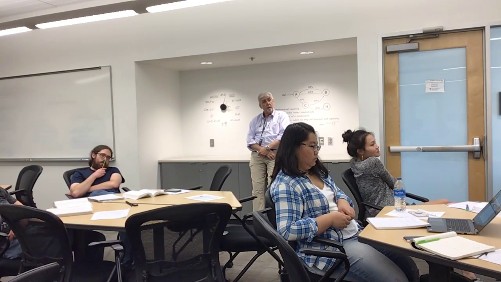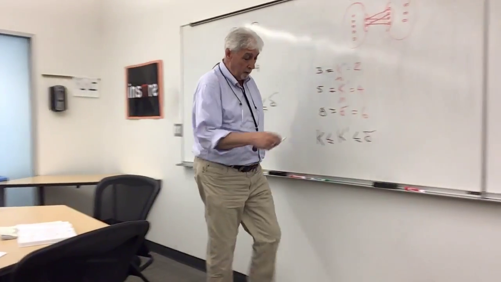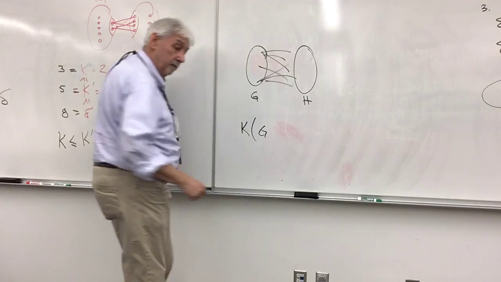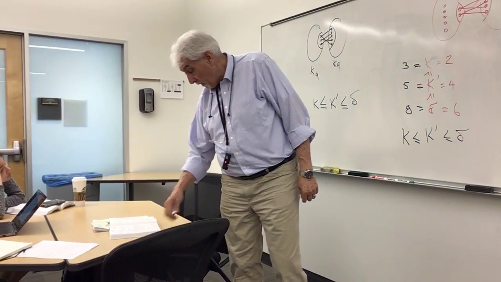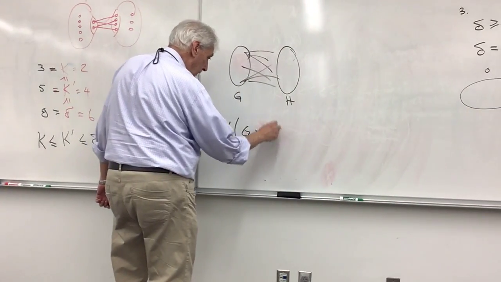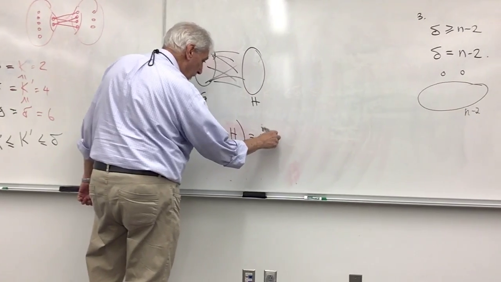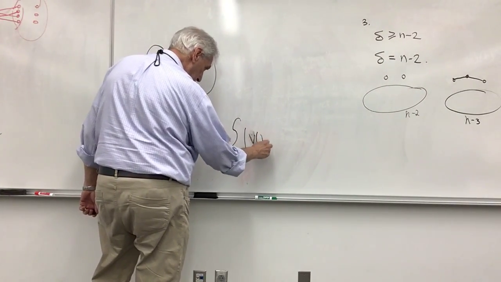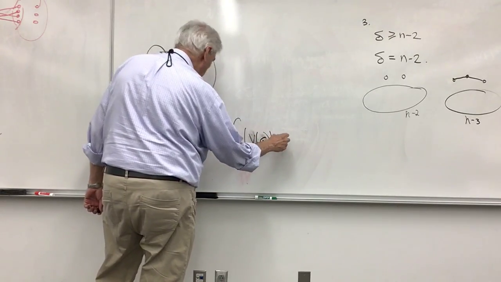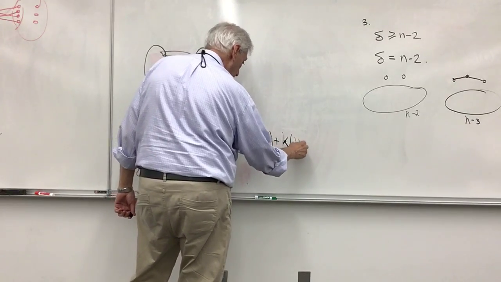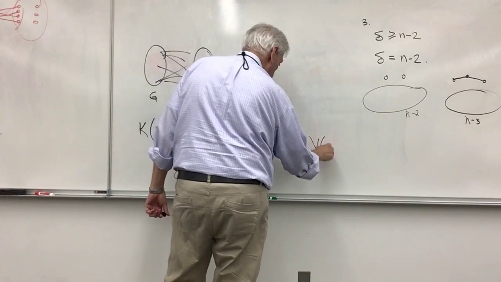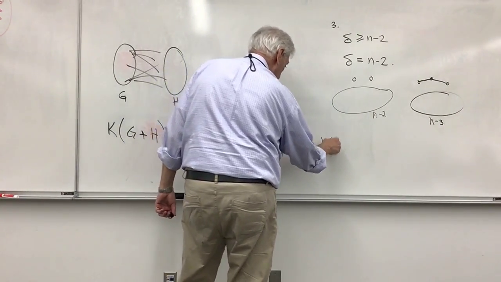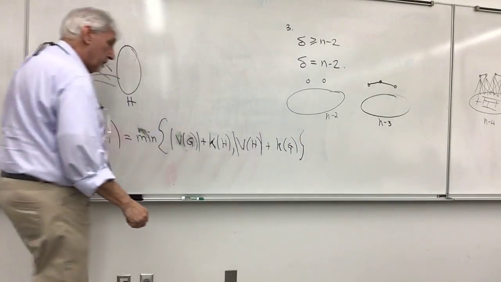If H is K connected, remove G plus minus 1. Okay, so in fact, what I'll do is I'll remove all of G. So the connectivity of G plus H is equal to the minimum, so it's the smallest of the order of the vertex set of G plus the connectivity of H, or the order of the vertex set of H plus the connectivity of G. So it's the smallest of those two values.